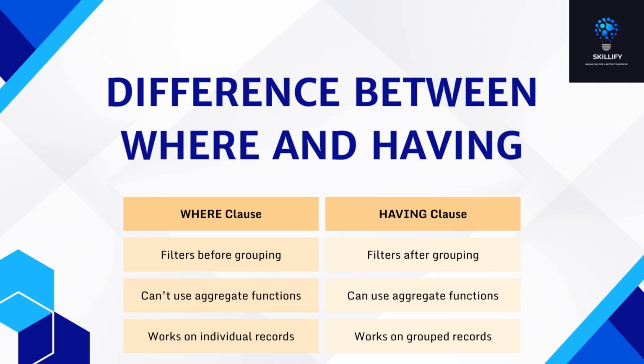Difference between WHERE and HAVING. Let's understand the difference. The WHERE clause filters records before grouping, the HAVING clause filters after grouping. WHERE can't use aggregate functions, but HAVING can.